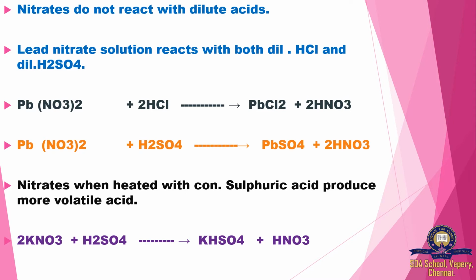Nitrates, when heated with concentrated sulfuric acid, produce the more volatile acid. So nitric acid is more volatile in this reaction. Here, potassium nitrate reacts with sulfuric acid and gives potassium bisulfate and nitric acid. Only a few nitrates react with dilute hydrochloric and sulfuric acid. All the nitrate salts do not undergo reaction with acids.